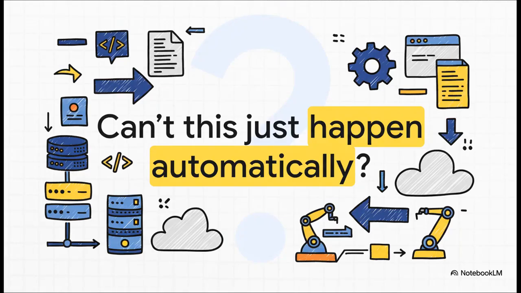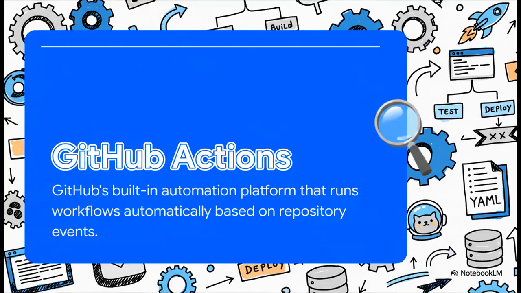You know the feeling, right? You've just pushed your latest code, and now you have to manually run tests, kick off a build, maybe even deploy it somewhere. It's tedious, and you can't help but think there has to be a better way. Well, you're in luck. And that better way is GitHub Actions.